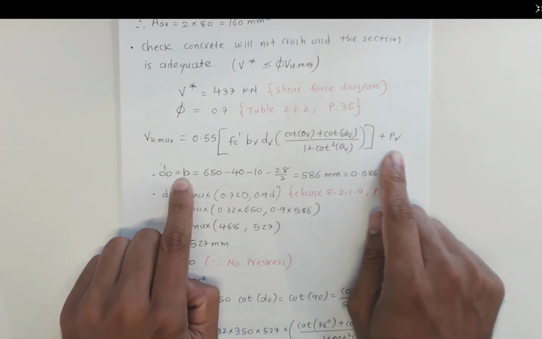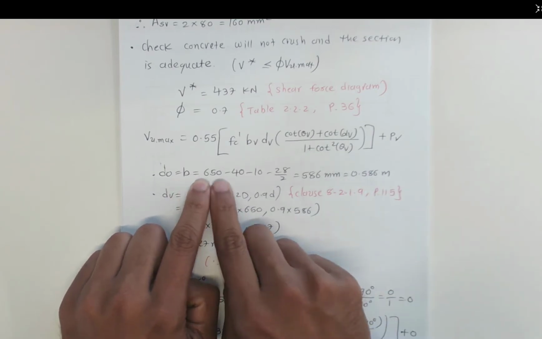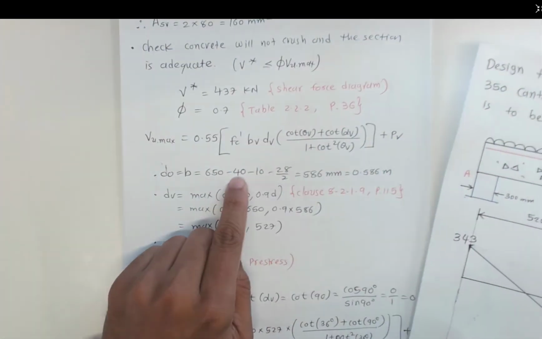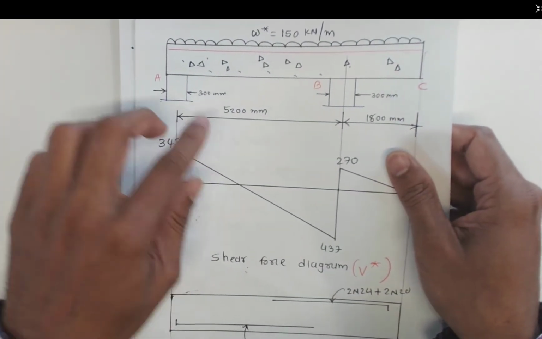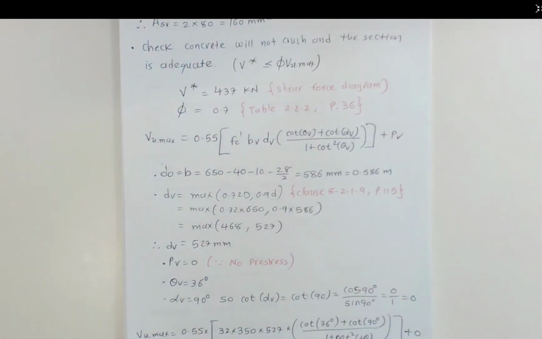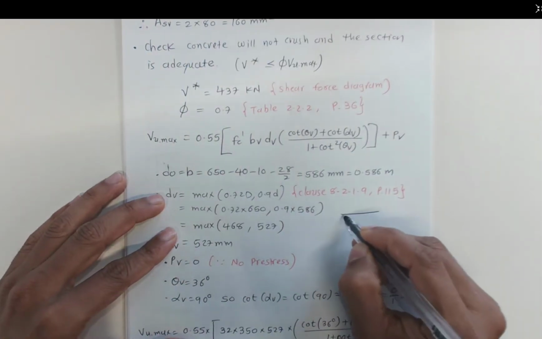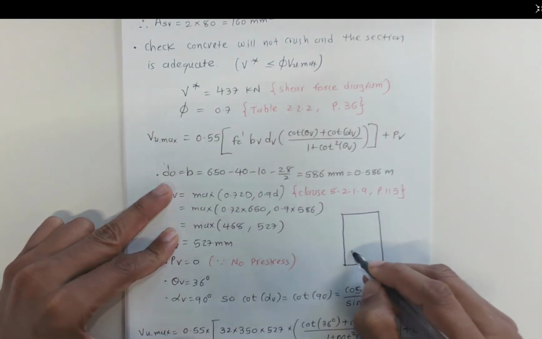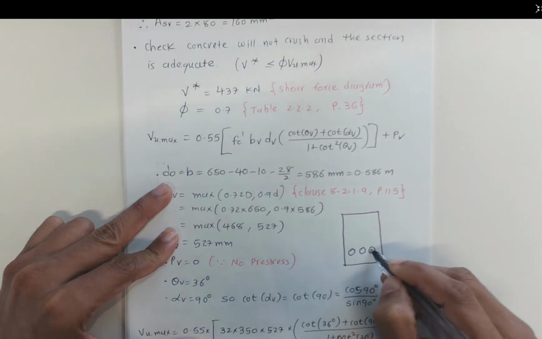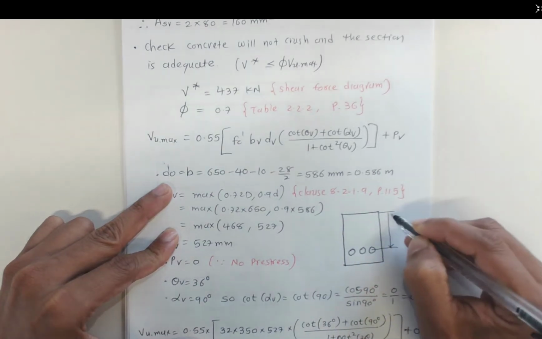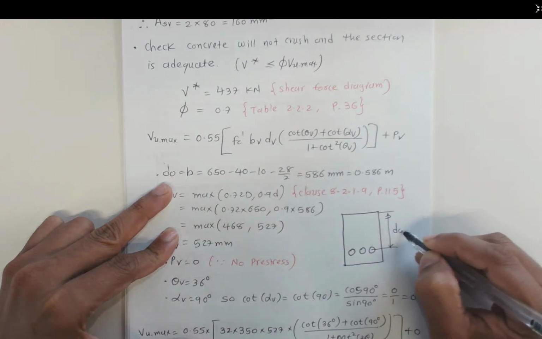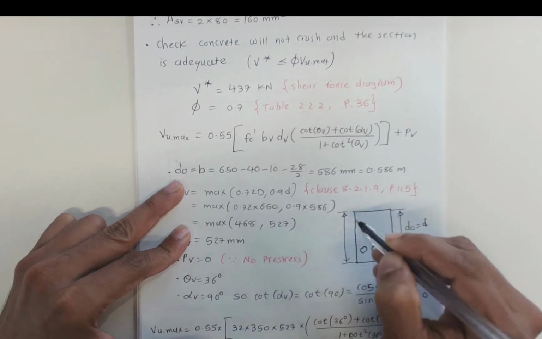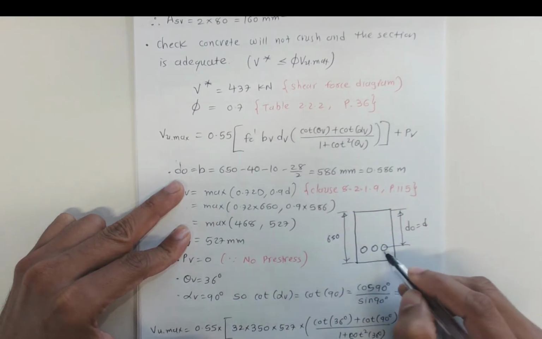Now d0 equals d, which is nothing but 650, your depth, minus the cover. Let me draw the figure here that will explain everything. If you want to calculate this d0 or d, you take this reinforcement here and measure from here to here. So this is d0 or d. Now this length is given as 650, and this cover is given as 40.